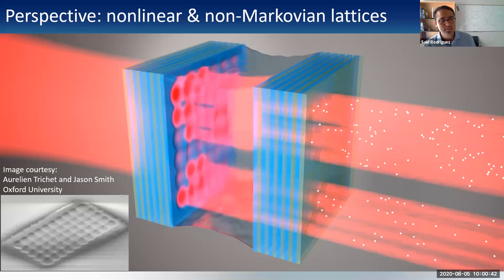It's my final slide. Everything I showed you today was for one cavity. We had one of these concave mirrors with a drop of oil, where we looked at non-Markovian dynamics. What we would like to do in the future is make a lattice of these cavities and look at collective effects, things like noise-assisted transport, and simulate light harvesting complexes, for example. This is an image I got courtesy of Aurélien Trichet and Jason Smith at the University of Oxford. They make these kinds of lattices, so this would be one way to realize this. Then you could measure the output in the different states. I will leave it like that. If there are questions, I can address them at the end.